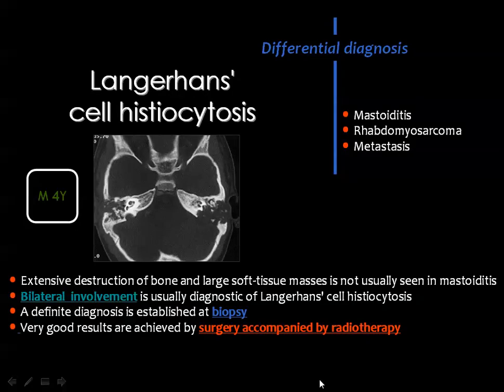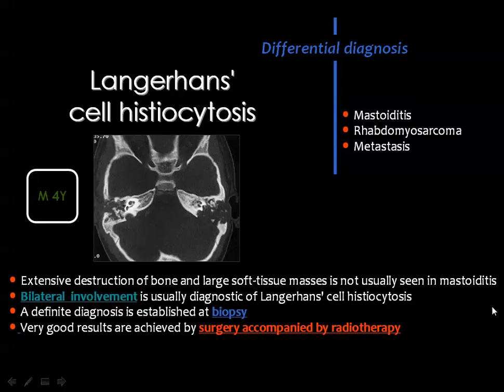Then histiocytosis is diagnosed usually by the presence of bilateral, almost symmetrical involvement of the base of the petrous bone centered on the external canal. And this bilateral involvement is considered diagnostic of histiocytosis. And it's easy to have a biopsy from these lesions because they are prominent and immediately subcutaneous.